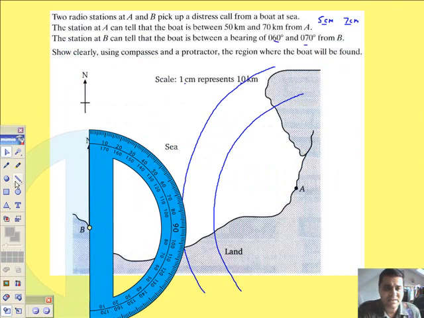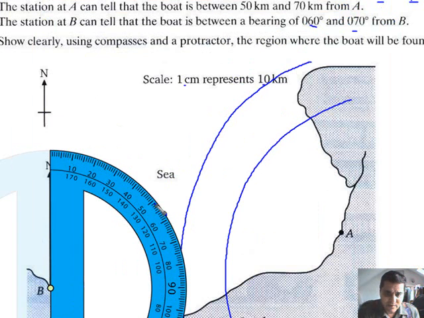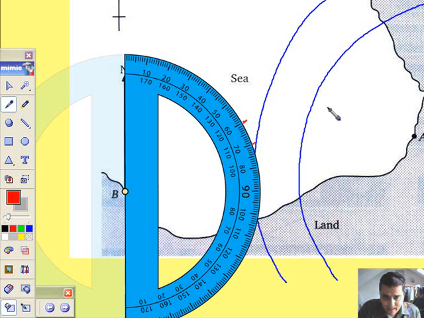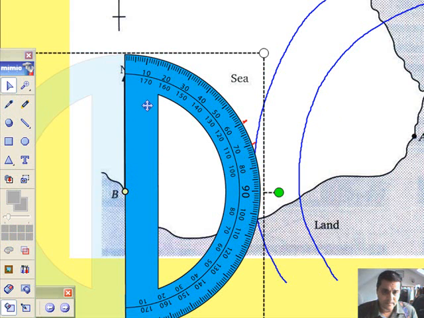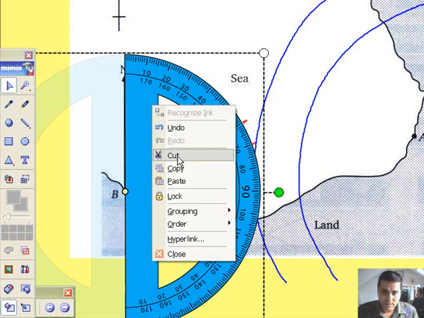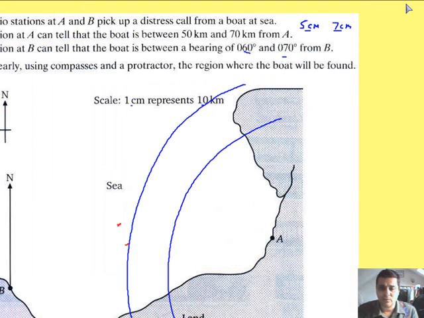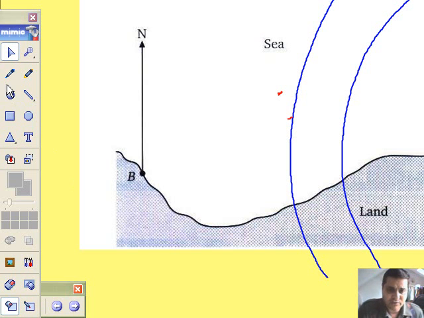Right, station at B, what can he do? Change colour. Station at B can tell that the boat is between a bearing of 60 degrees, so 0, 10, 20, 30, 40, 50, 60, and 70 degrees from B. Right, so there's 70. So 60. So the boat is somewhere between there and there. Now let's get rid of my protractor because I don't need it anymore. Let's just cut that away. It's gone.